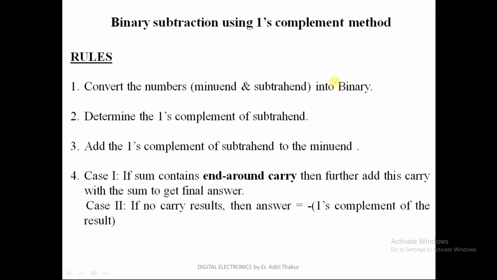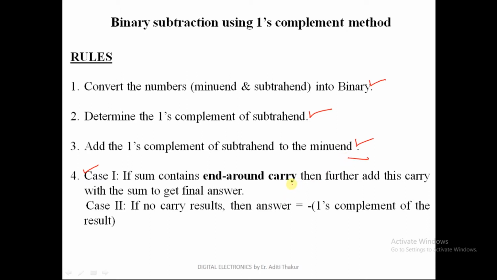The rules are: first of all, you have to convert both the numbers into binary numbers. Second, we have to determine the 1's complement of the subtrahend, that means the second number. Now we have to add this 1's complement of the subtrahend to the minuend, that means the first number. After this process, two cases can arise. The first case is if the sum contains an end around carry, then further add this carry to the sum to get the final answer.